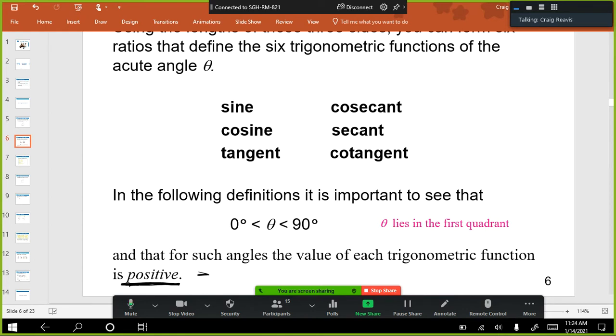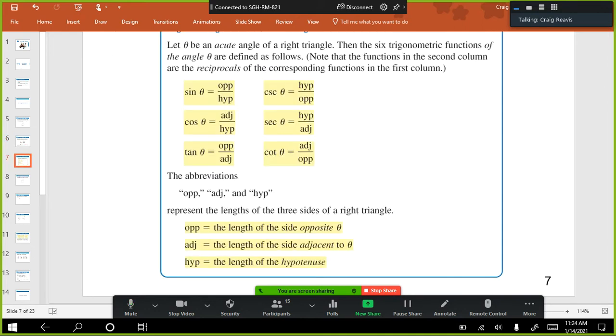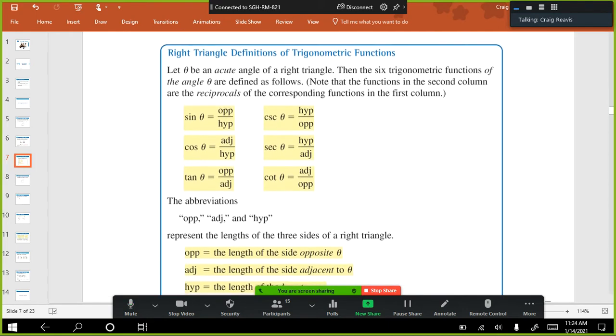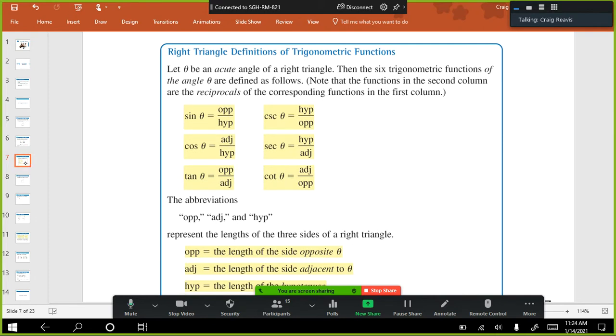All right. So the other, like I said, positive. Everything we deal with today, the sine, the cosine, tangent, we're all going to get positive results. That's just for right now as we're dealing with these. So our SOHCAHTOA, right? That you should have heard before, comes from this right here.